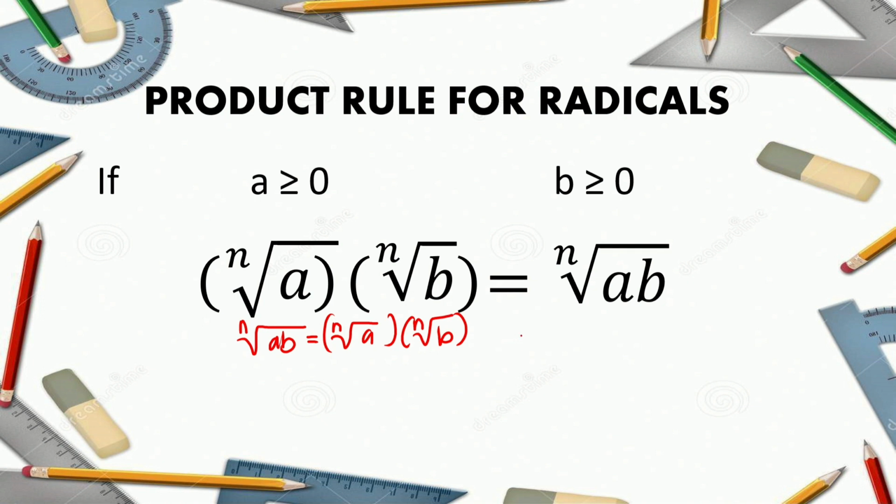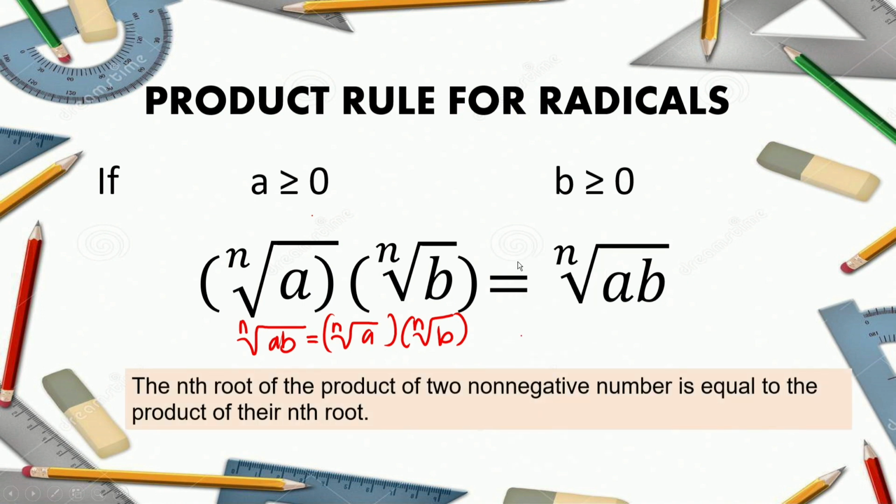Basically, when we talk about the product rule for radicals, it states that the nth root of the product of two non-negative numbers is equal to the product of their nth roots.